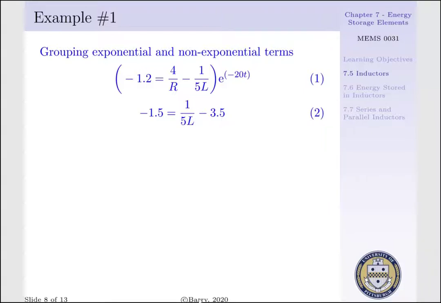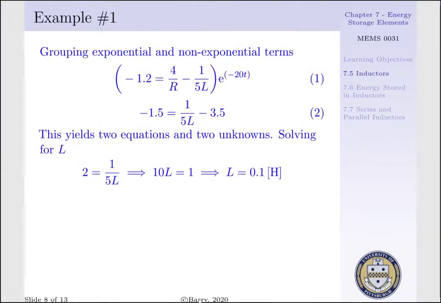These terms represent our time-dependent behavior of our circuit. And then our non-exponential terms, i.e. our constants, is -1.5 is equal to 1 per 5L minus 3.5. Thus, we have two equations and two unknowns. We can solve for L.